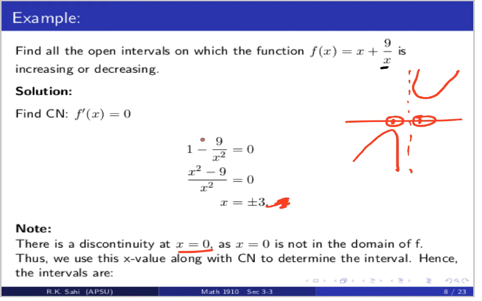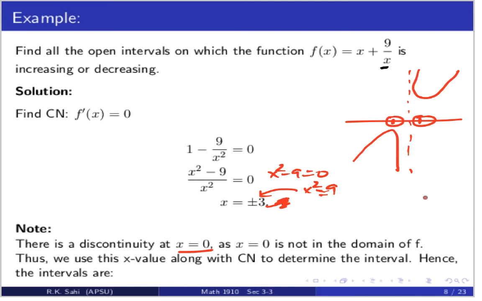Okay, so we take the derivative of this function, which is 1 minus 9 over x squared, or x squared minus 9 over x squared equals 0, or x is plus minus 3. So this basically means x squared minus 9 equals 0, or x squared equals 9, and then x equals plus minus 3. Now, remember, because this point 0 is like a barrier, we have to put that in our little table when we create those intervals.